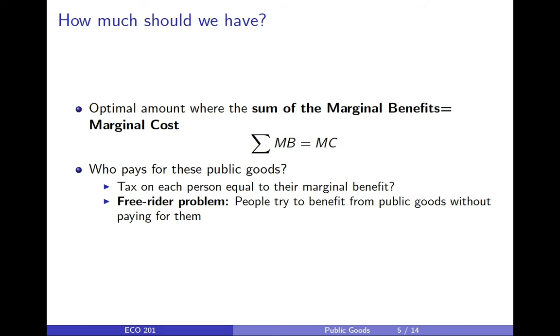Many times with public goods, we fall into the free rider problem. The free rider problem arises anytime people try to benefit from public goods without paying for them. Here is a simple free rider example that you can probably relate to. If any of you use someone else's streaming account, you are free riding.